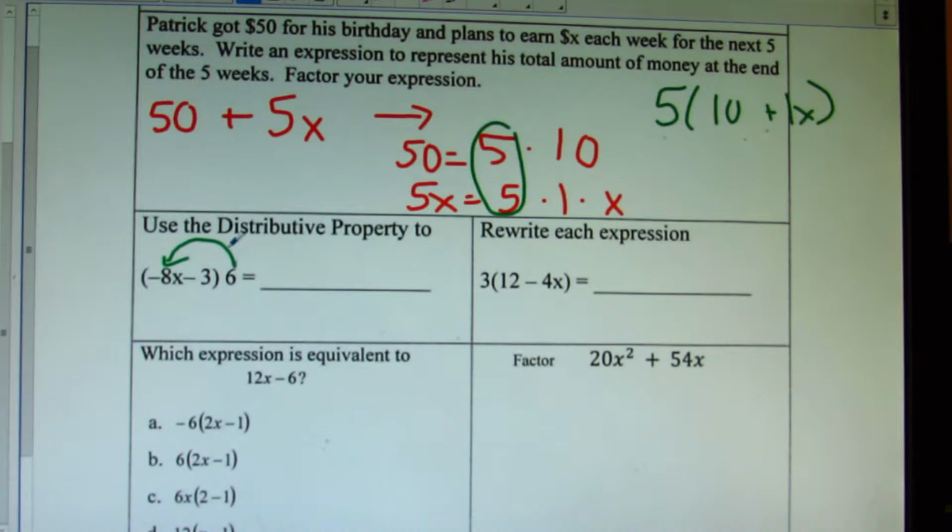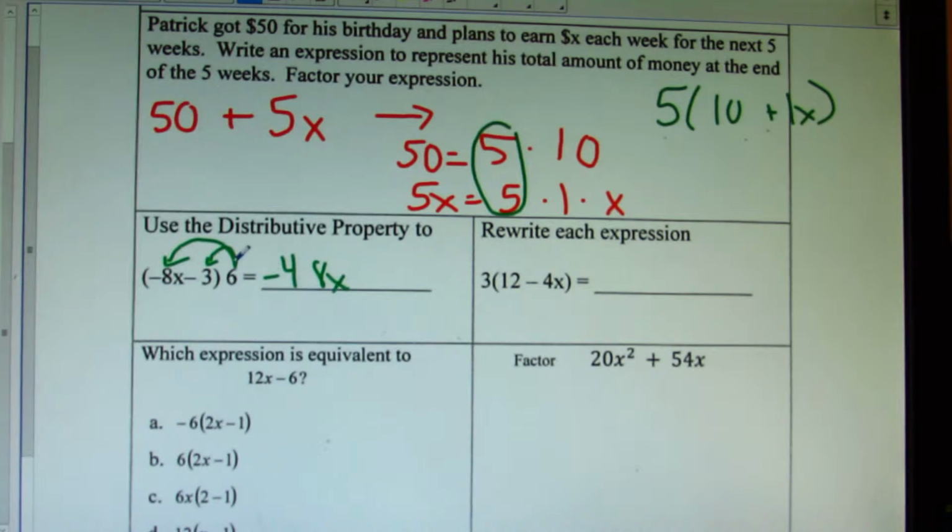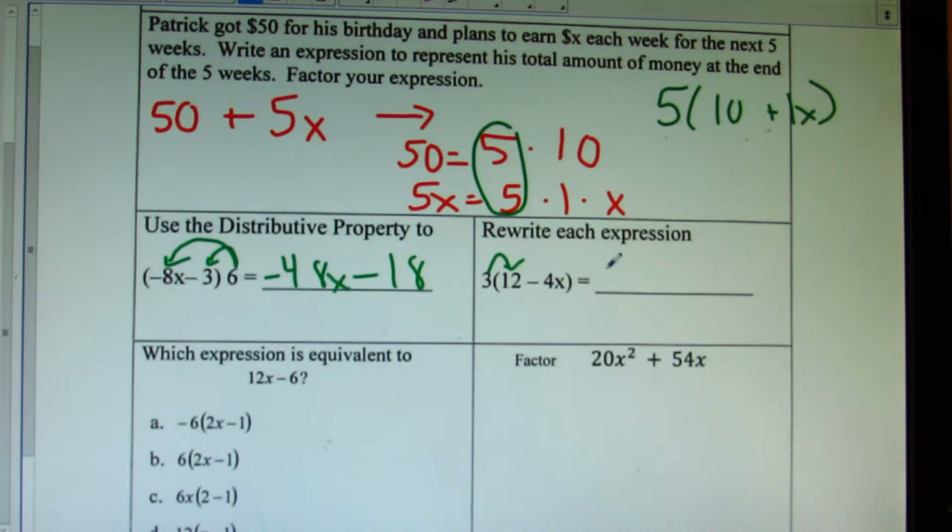All right, using the distributive property. This one just happens to be backwards. That's okay. 6 times negative 8, negative 48 with an x next to it. 6 times negative 3 is a negative 18. Rewriting each expression. Okay, I'm going to rewrite it. 3 times 12 is 36. And 3 times negative 4 is negative 12 with an x next to it.